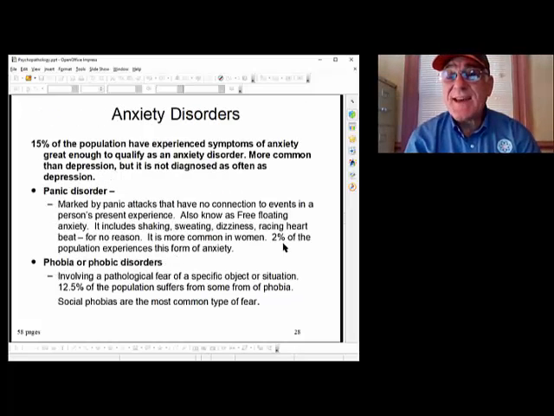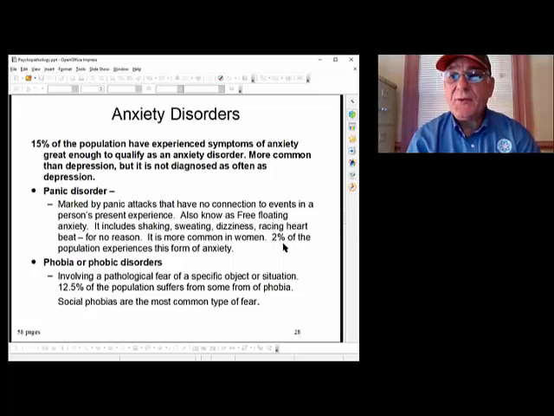The other side is anxiety, and there are more people with anxiety than there are with depression. 15% of the population has experienced symptoms of anxiety great enough to qualify as an anxiety disorder. It is more common than depression, but it is not diagnosed as often as depression. And there are many different types.